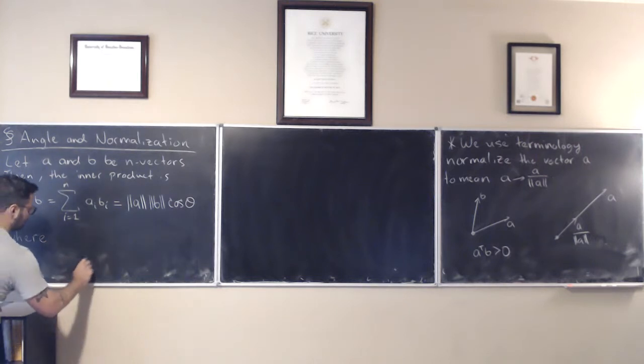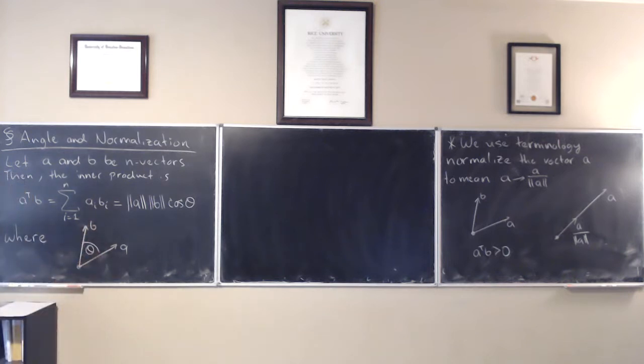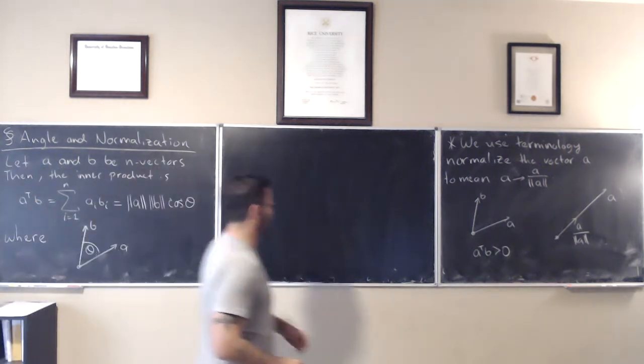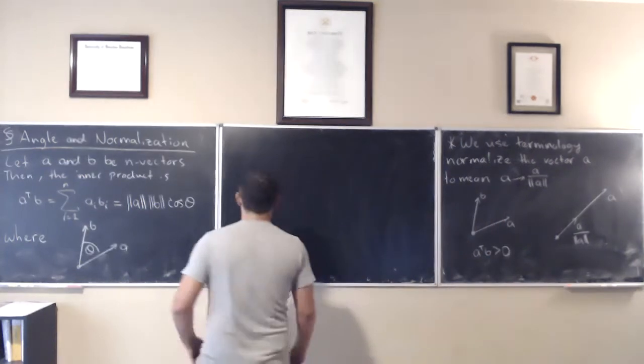Where that's A, that's B, and that's theta. That's like a quick rundown of the inner product formula. So now let's draw a bunch of vectors and see what happens.